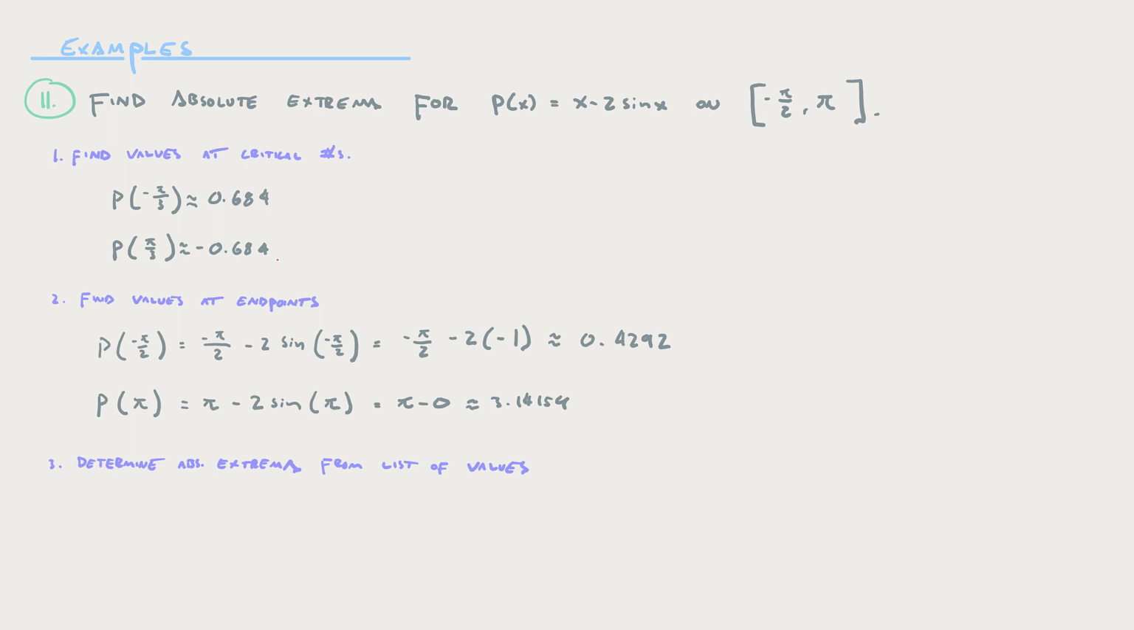The second thing we need to do is evaluate p at its endpoints. Again, just some function evaluation. P of negative pi over 2 gave me approximately 0.4292, and p of pi actually gave me pi back. So if I'm trying to determine what the absolute maximum is, all I'm going to do is look for the highest y value. That happens at p of pi, which is pi. So p of pi is the absolute maximum, which is pi. And the absolute minimum is the smallest of this list, which is negative 0.684.